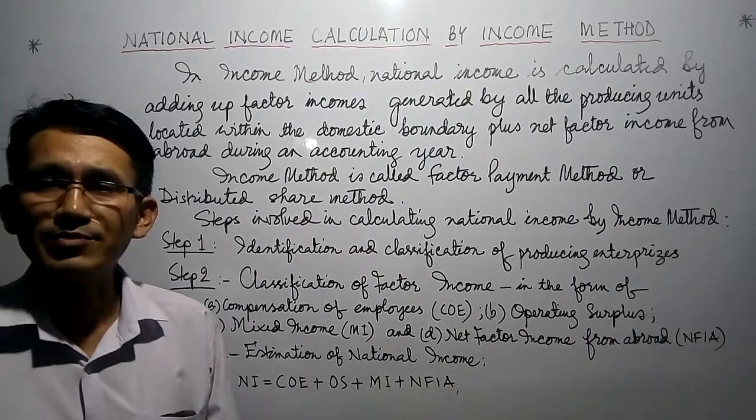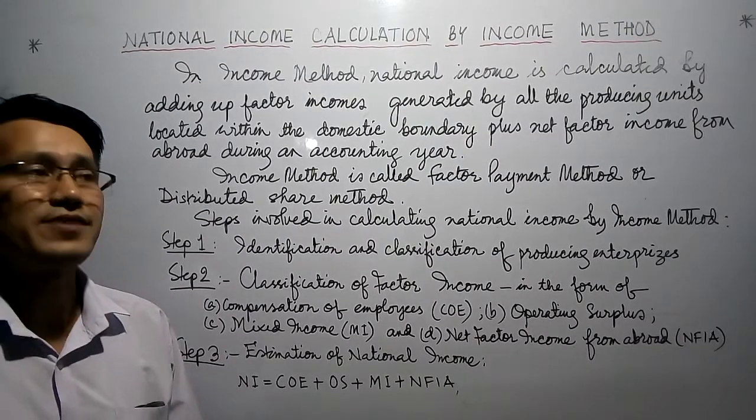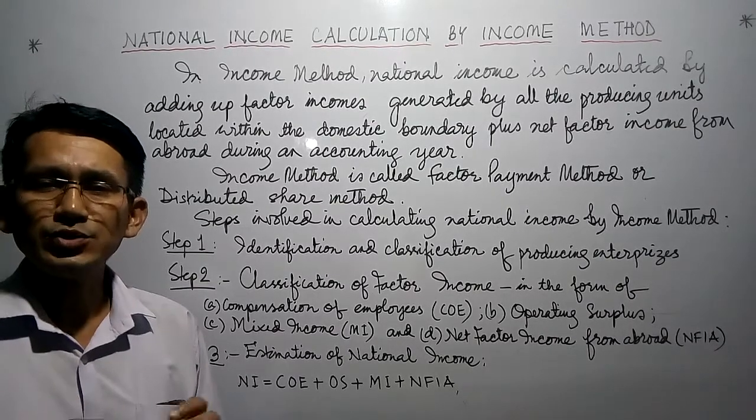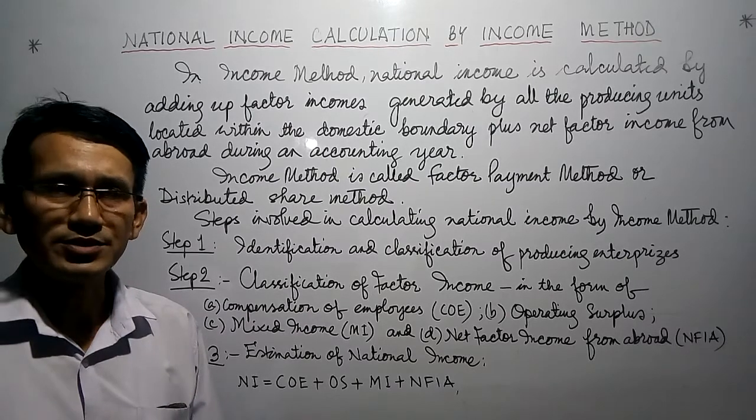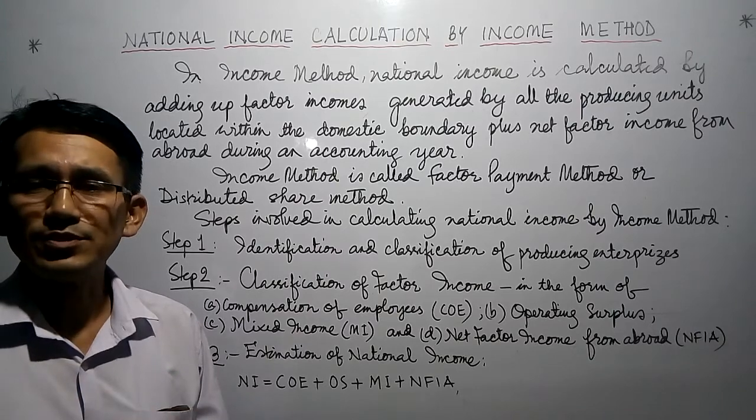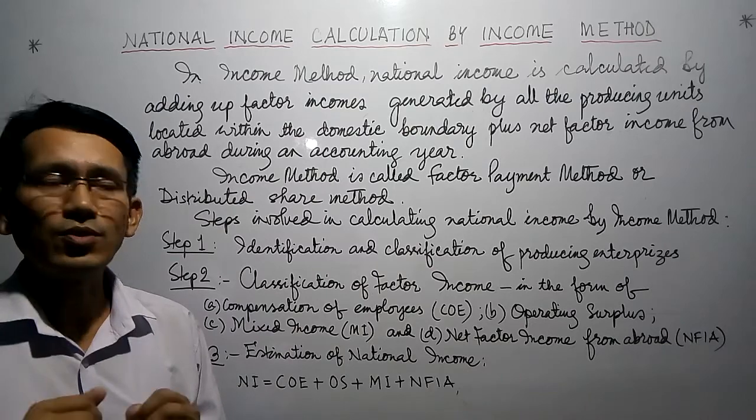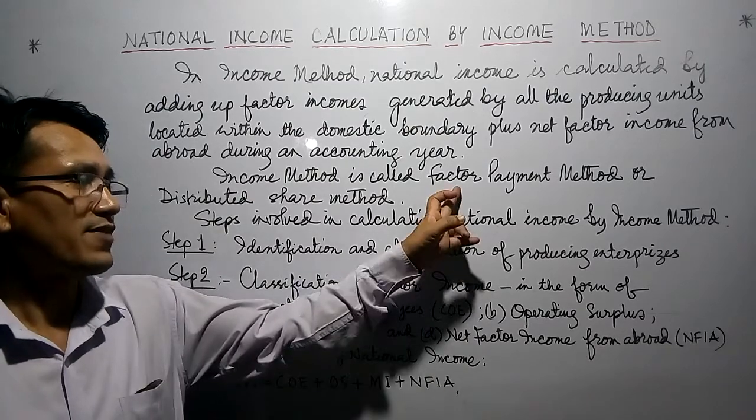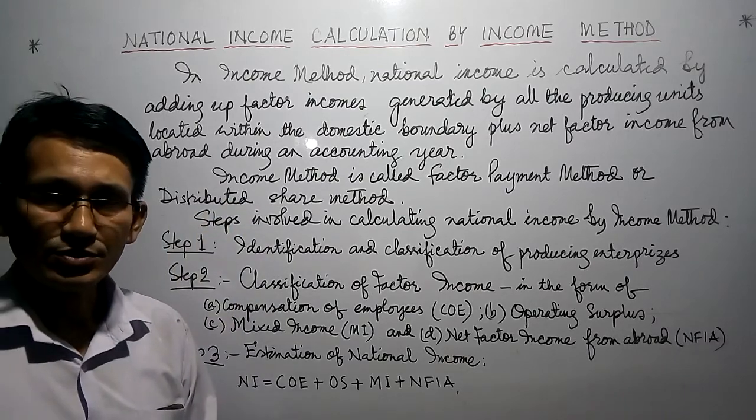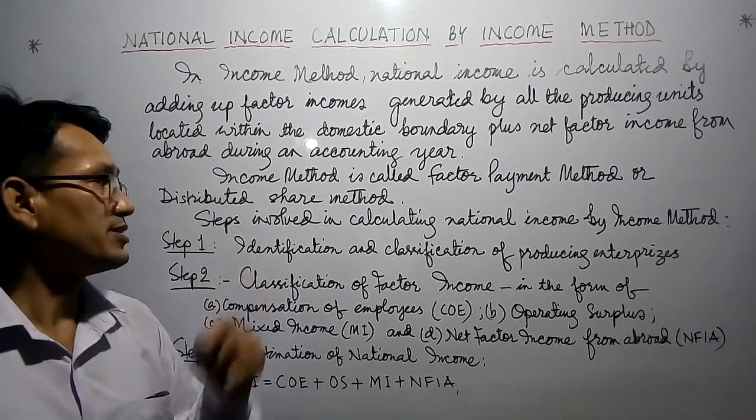In the income method, national income is calculated by adding up the factor incomes generated by all the producing units located within the domestic boundary, plus net factor income from abroad, during an accounting year. The income method is also called the factor payment method and the distributed share method.